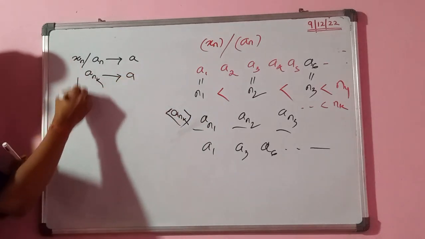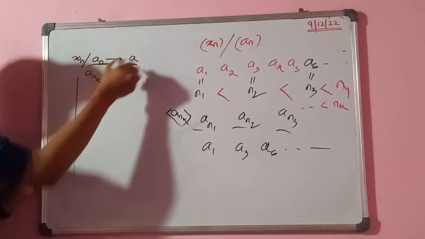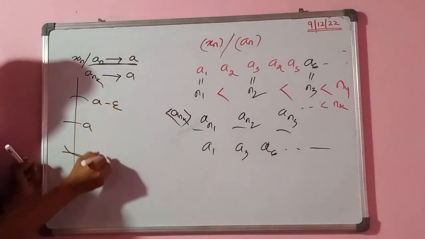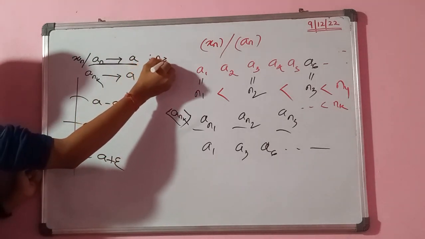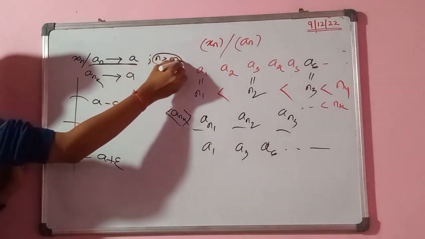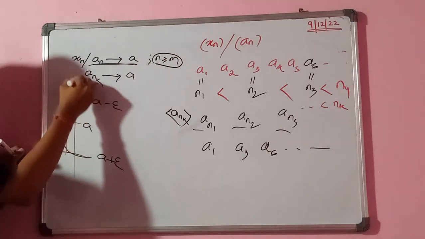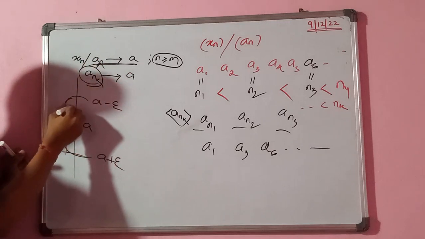Let's understand. Suppose this is my sequence. This is my A, and this is the interval A minus epsilon to A plus epsilon. For all n greater than or equal to m, all the terms are lying here. And this subsequence is also part of this sequence, right? So this will also converge to A.